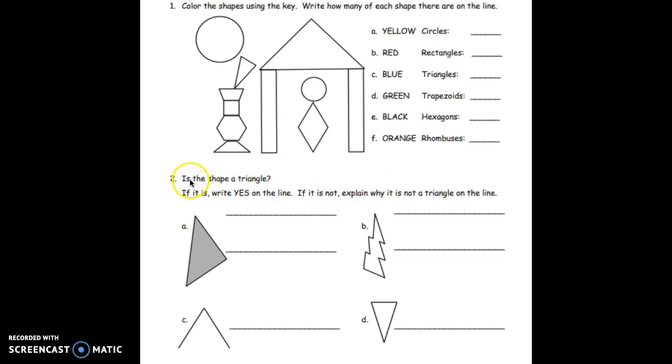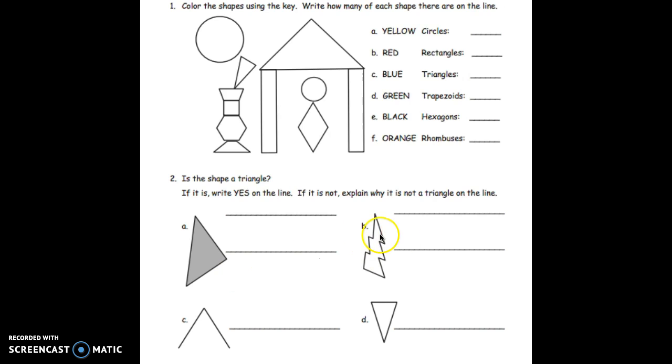Number 2, is the shape a triangle? If it is, write yes on the line. If it is not, explain why it is not a triangle on the line. So letter A, look at this shape, and if it is a triangle, then you're going to write yes on the line. If it's not, you're going to write no and then tell why it is not a triangle.